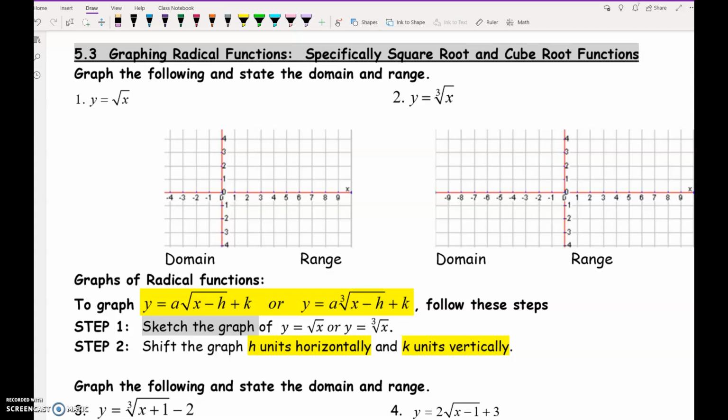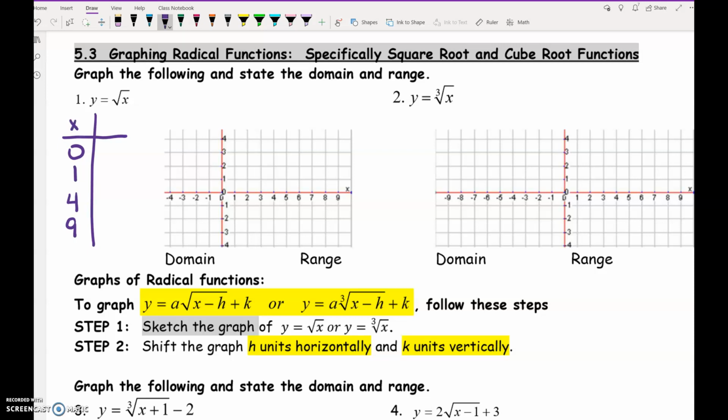When you are graphing y equals the square root of x, we're going to use a table of values to graph this. And I'm going to choose the x values 0, 1, 4, 9. Does anyone want to take a guess why I selected those specific x values? They are perfect squares. We can take the square root of them very easily.